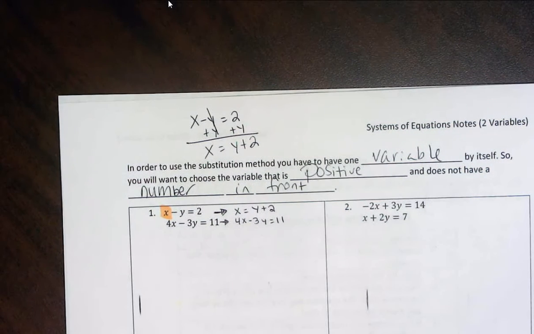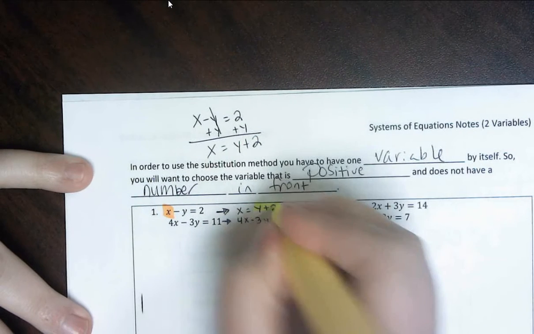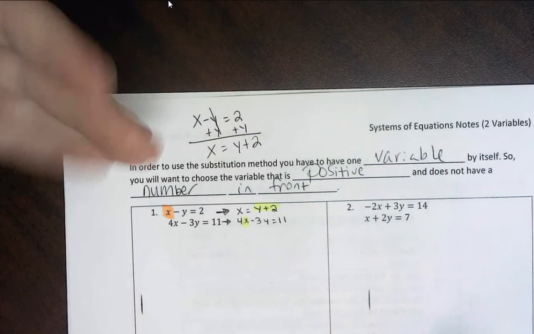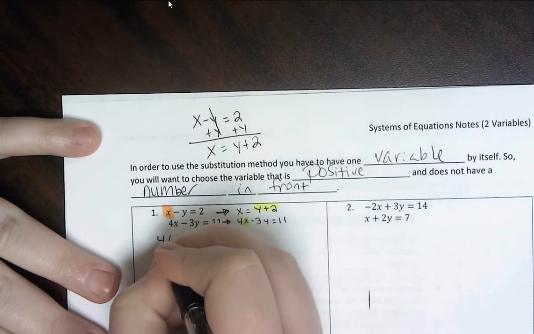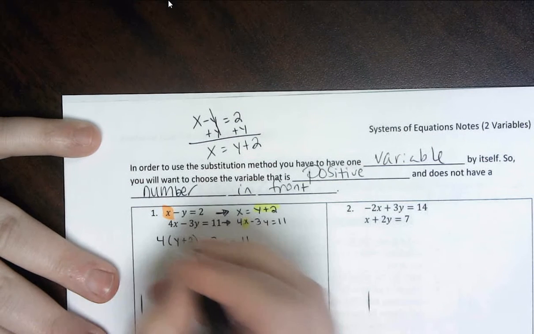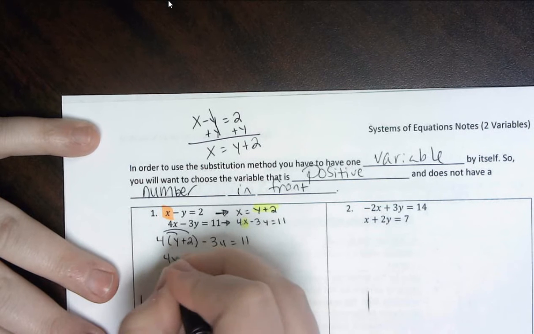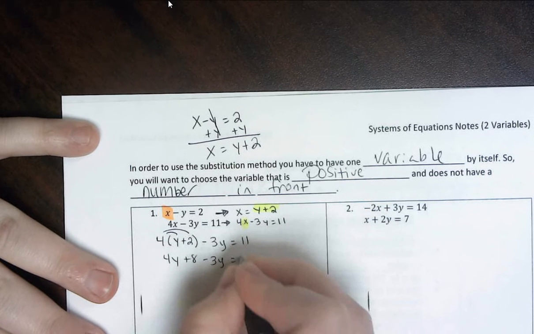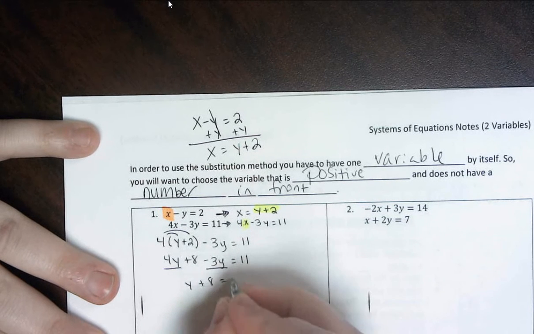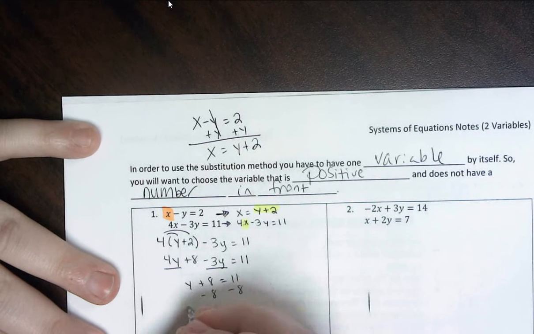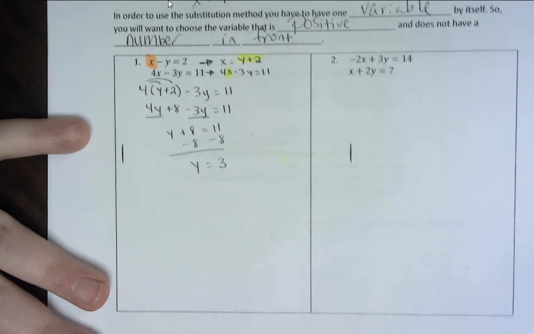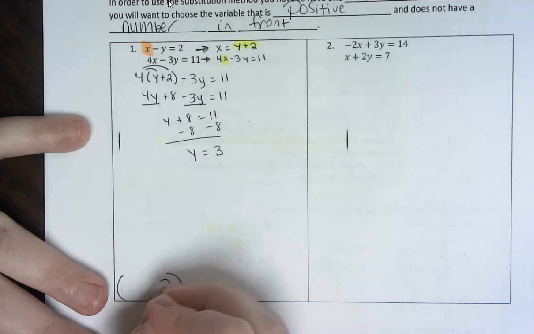So now I'm going to plug in my y plus 2 in place of the x of my other equation, and I'm going to solve it the way I did the other problems. So 4 times (y plus 2) minus 3y equals 11. So distribute to get 4y plus 8 minus 3y equals 11. Combine your like terms to get y plus 8 equals 11. And then minus 8 on both sides to get y equals 3. Make sure you plug it into your y part.